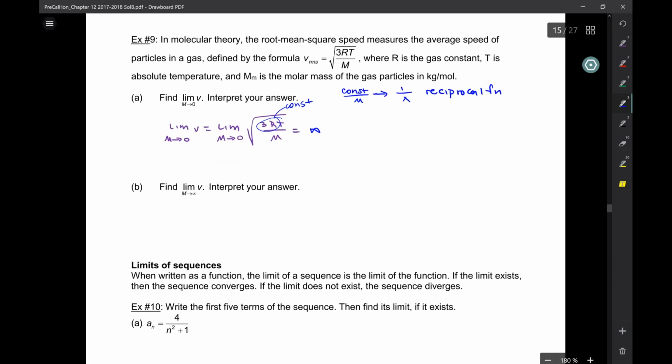And then we'll talk about, interpret your answer: as the mass of the particles approaches 0, velocity becomes infinitely large.